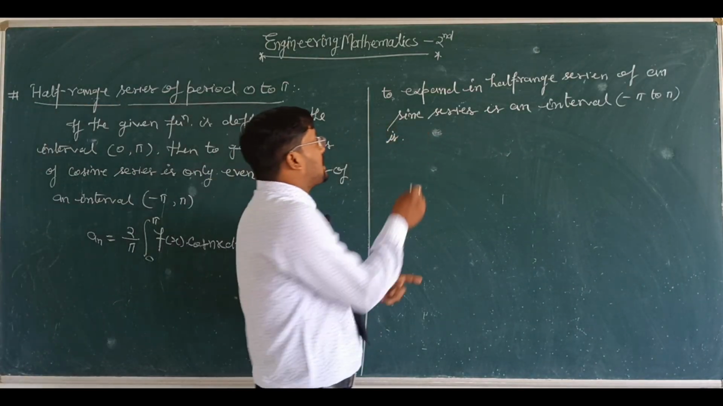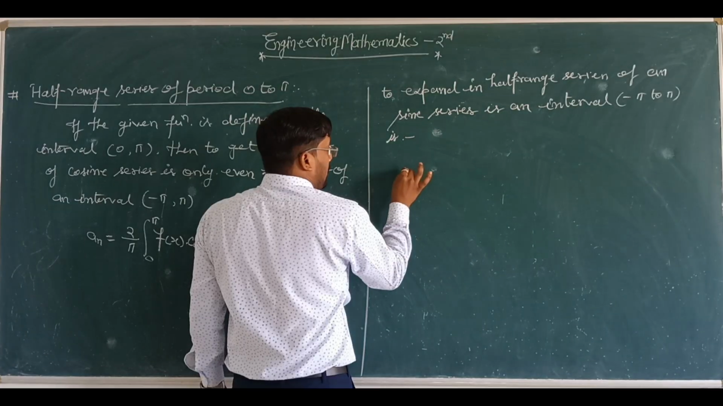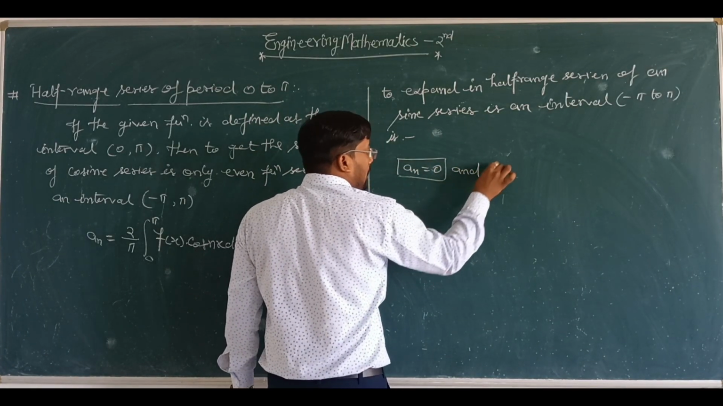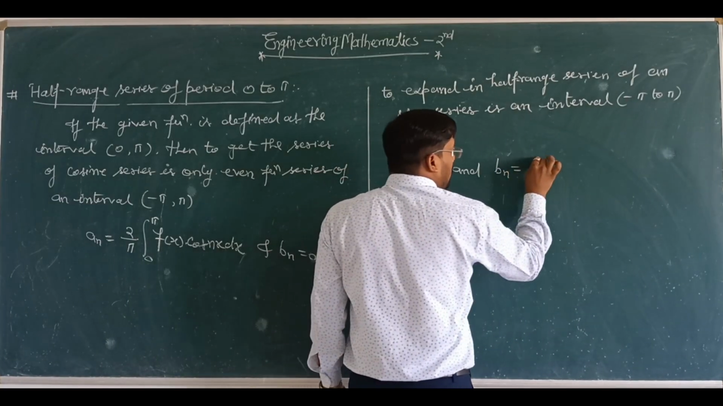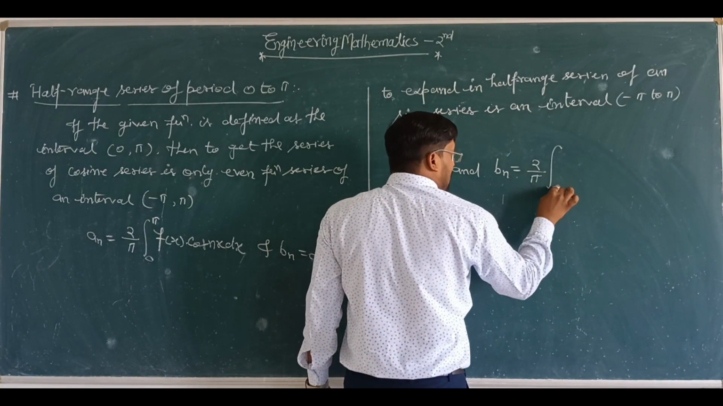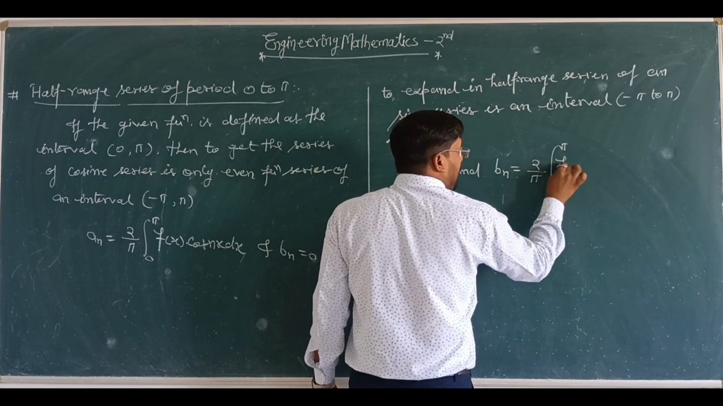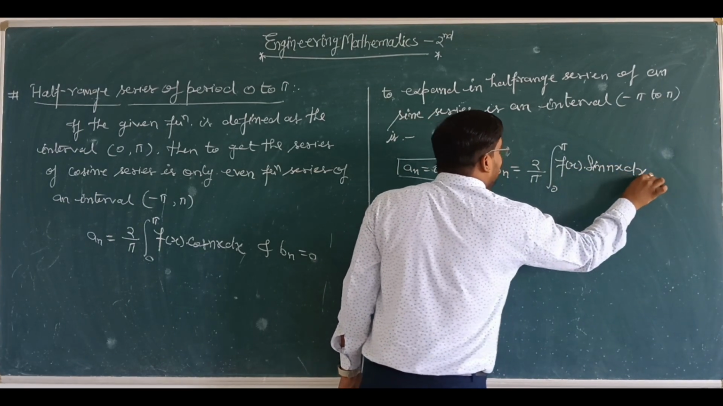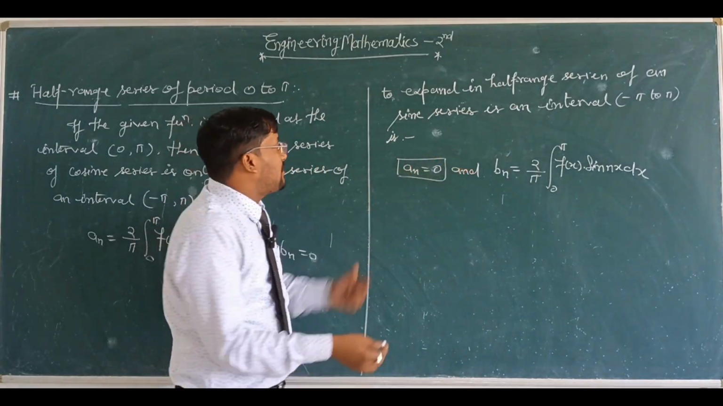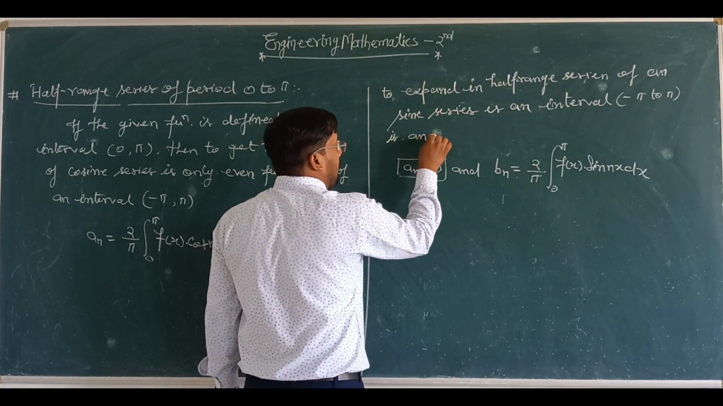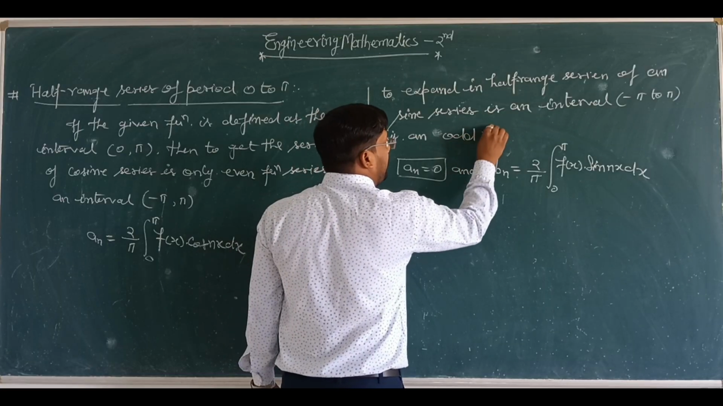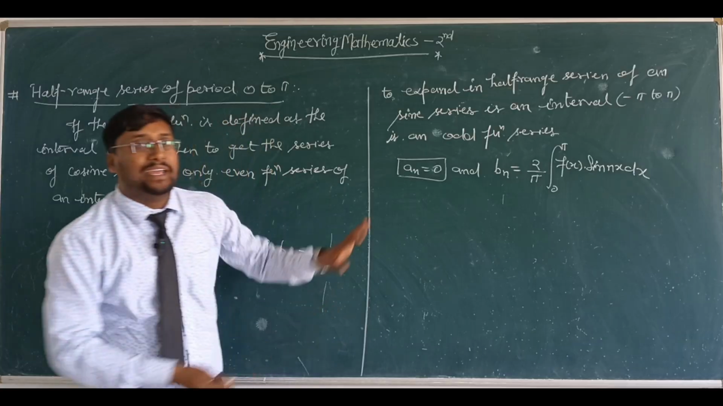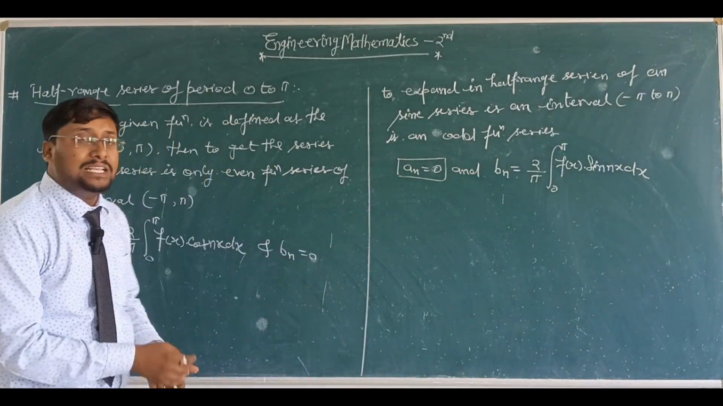Now this is the sine series. You can write an is equal to 0 and bn is equal to 2 upon pi integration 0 to pi f(x) into sin nx dx. This series is called the odd function series. This is called the half range sine series.